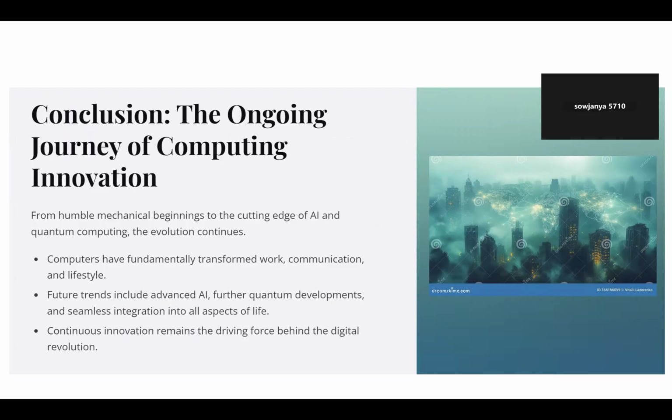What we can conclude is the ongoing journey of computing innovation. From humble mechanical beginnings to the cutting edge of AI and quantum computing, the evolution continues, right? We started from mechanical beginnings, and to the cutting edge of AI, now we are with quantum computing. Computers have fundamentally transformed work, communication, and lifestyle. Future trends include advanced AI, further quantum developments, and seamless integration into all aspects of life. Continuous innovation remains the driving force behind the digital evolution.